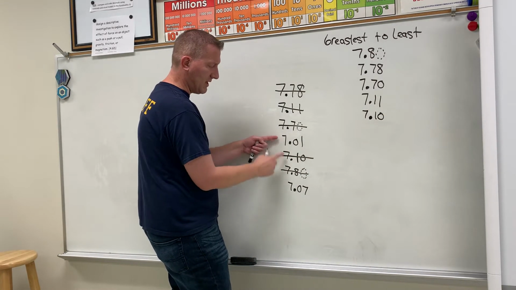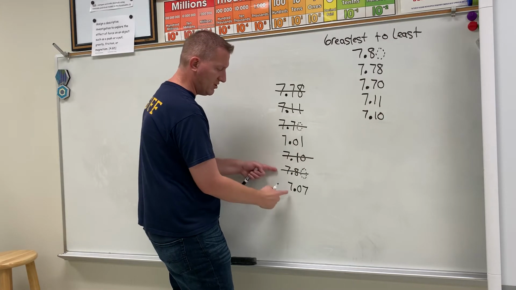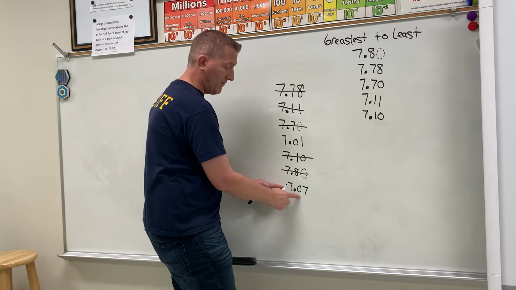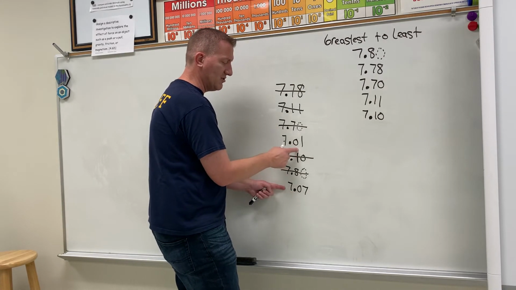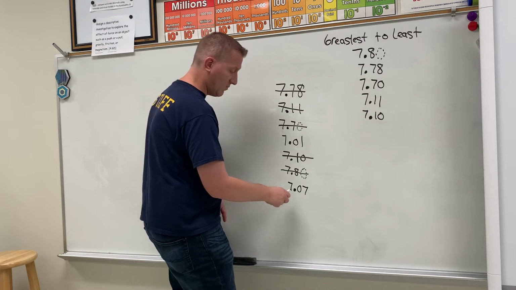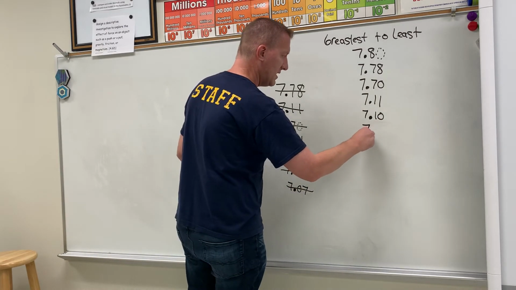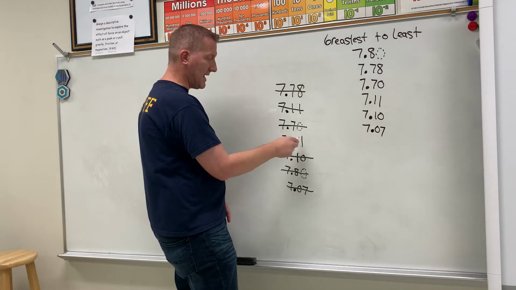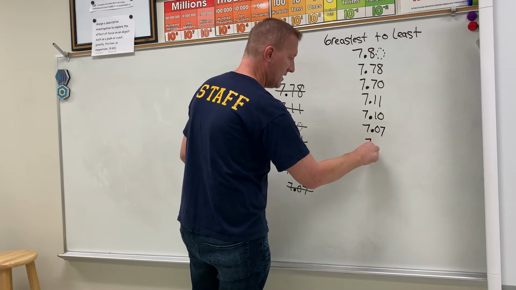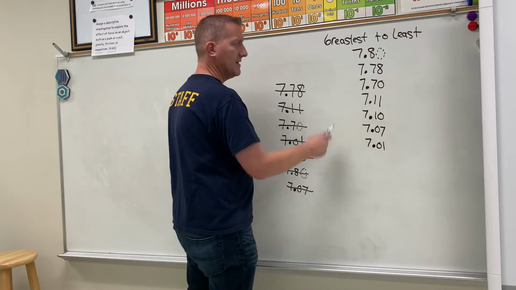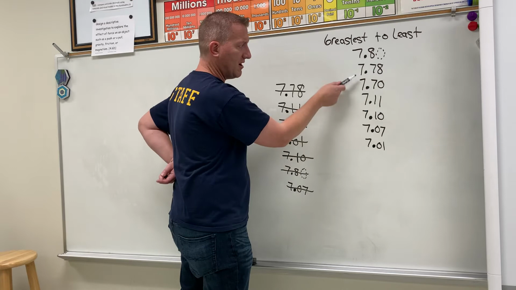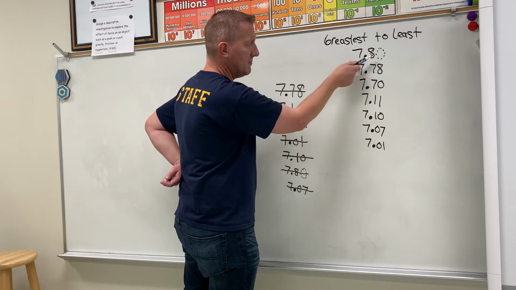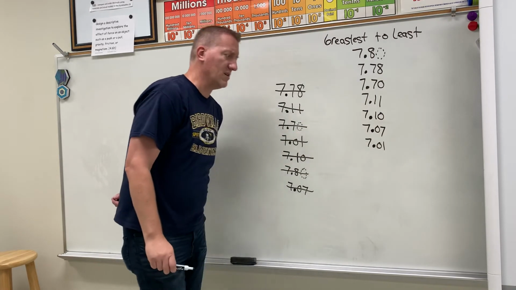Now I only have 2 left. It's 7 and 100th, 7 and 7 hundredths. Well, hopefully you notice that 7 and 7 hundredths is greater than 7 and 100th. So 7 and 7 hundredths would go next. And then the last one would be 7 and 100th. Now let's just double check to make sure they are in order. 8, 7, 7, 1, 1, 0, 0. Yep. And they are in order.